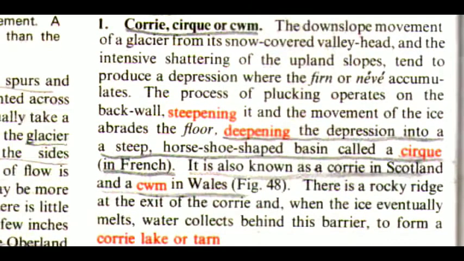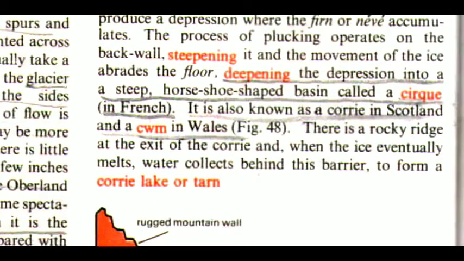The process of plucking operates on the back wall, steepening it, and the movement of the ice abrades the floor, deepening the depression into a steep, horseshoe-shaped basin called a cirque in French. It is also known as a corrie in Scotland and a cwm in Wales. There is a rocky ridge at the exit of the corrie, and when the ice eventually melts, water collects behind this barrier to form a corrie lake or tarn.